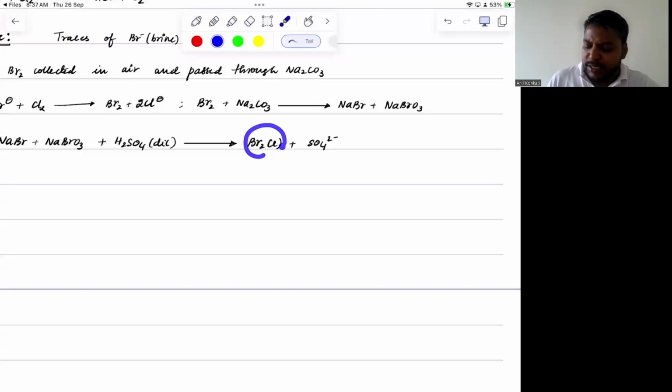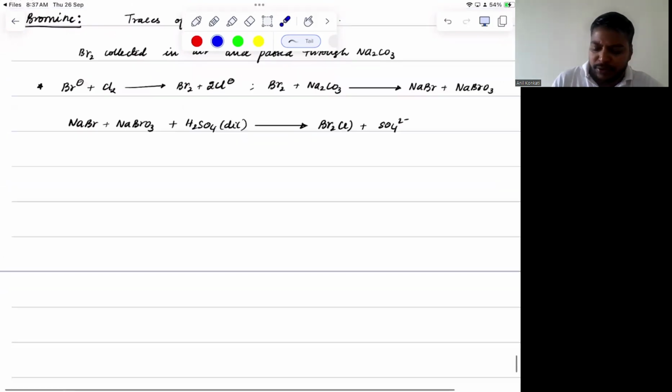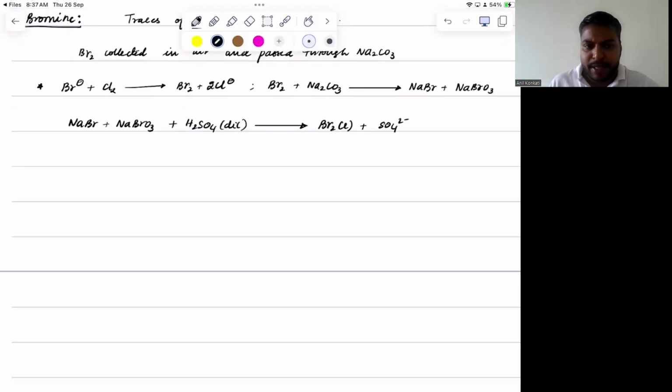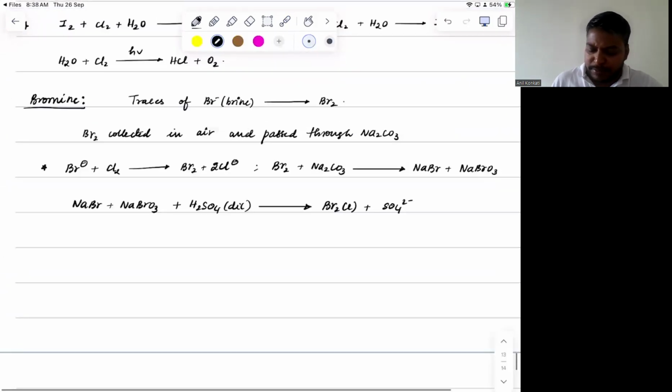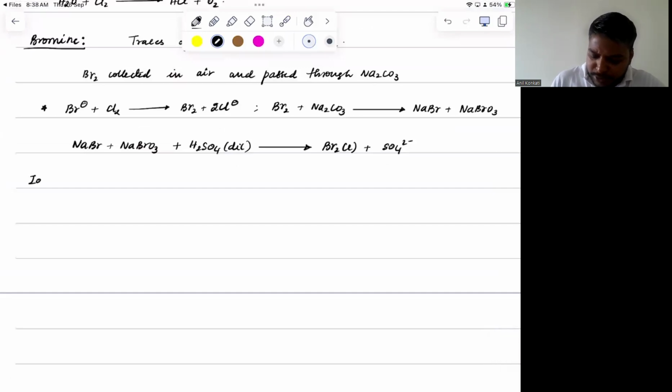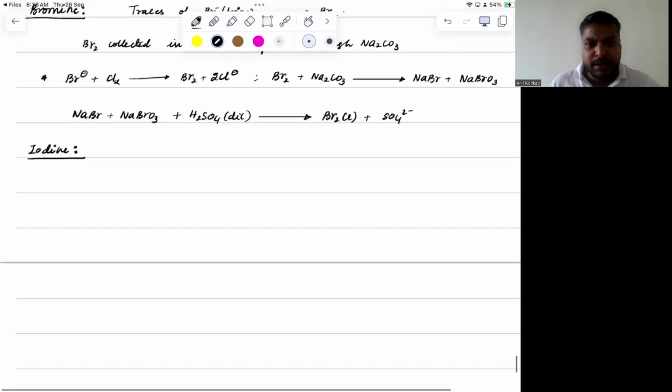This can be distinctly separated out because it will not have that high level of solubility, correct? And using distillation, Br2 will be separated out. Got it? That's how we usually prepare the bromine form. Now, if you notice, how we prepare the iodine form.